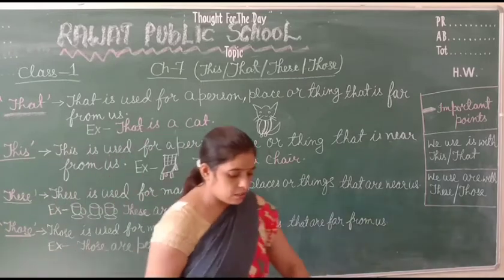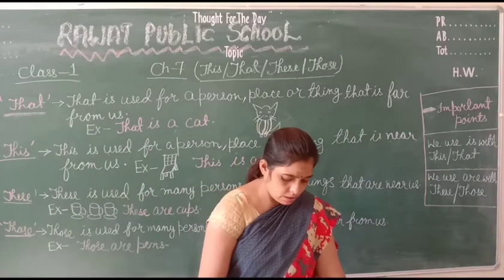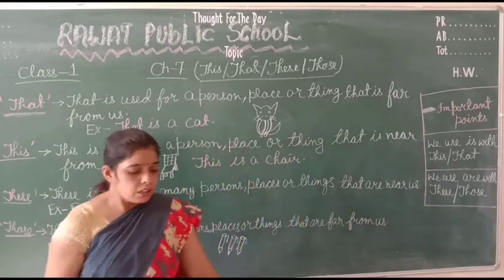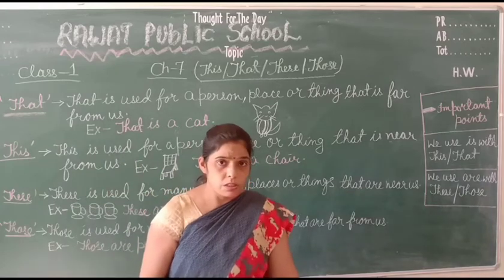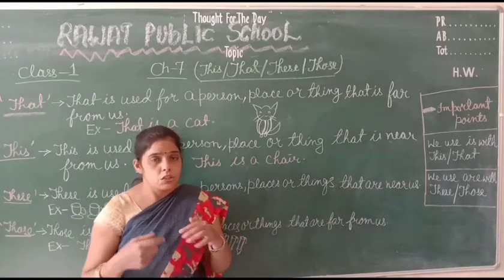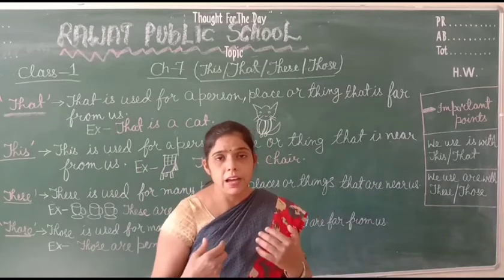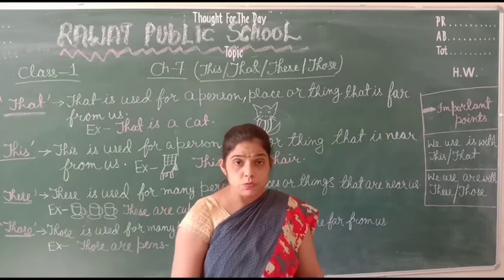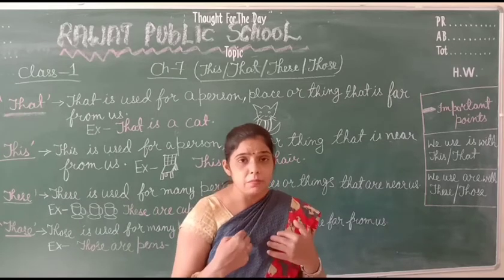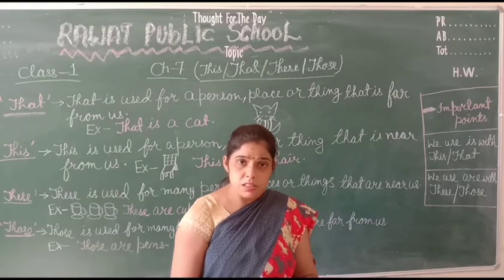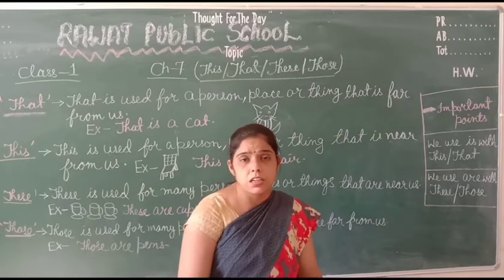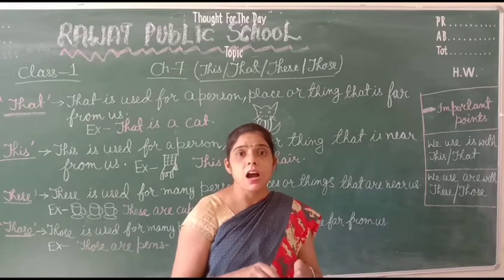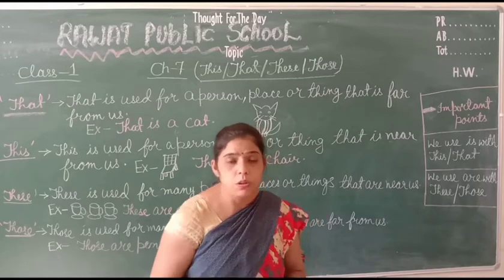Now here lots of books are kept. Lots of books are kept here. So now how can I say these are books? These are books. Why do we use these? Because I am standing near these books. मैं इन books के नजदीक खड़ी हूँ, near खड़ी हूँ. So this time I will use these. These are books.